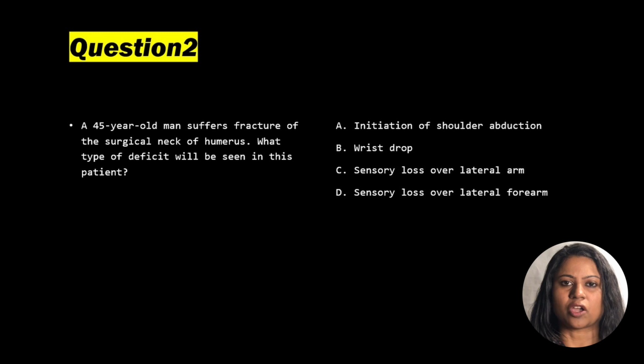Correct answer is option C, sensory loss over lateral arm. This patient has fractured surgical neck of humerus, which leads to injury of the axillary nerve. Axillary nerve is motor to the deltoid muscle, which causes abduction at the shoulder joint above 30 degrees, and it also supplies sensation to the lateral arm.